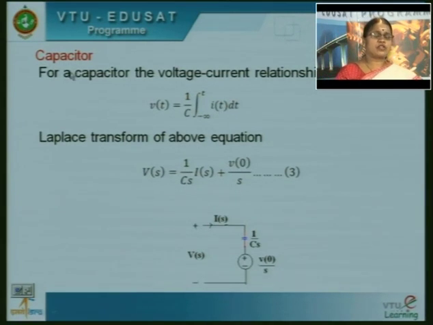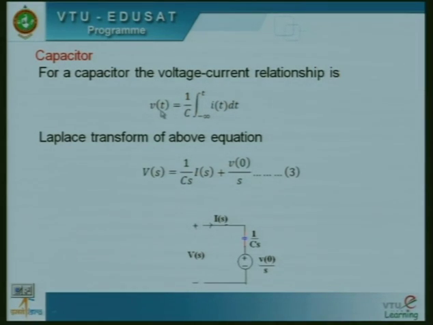In the same way, we can draw the transformed equivalent network for a capacitor. Now, consider a capacitor. In case of a capacitor, the relationship between voltage and current is given by V of t equal to 1 by C integral I dt, with the limits of integration from minus infinity to t, to take care of the initial voltage across the capacitor. If we take the Laplace transform of the above equation, we can write V of s equal to 1 by Cs into I of s plus V naught by s.